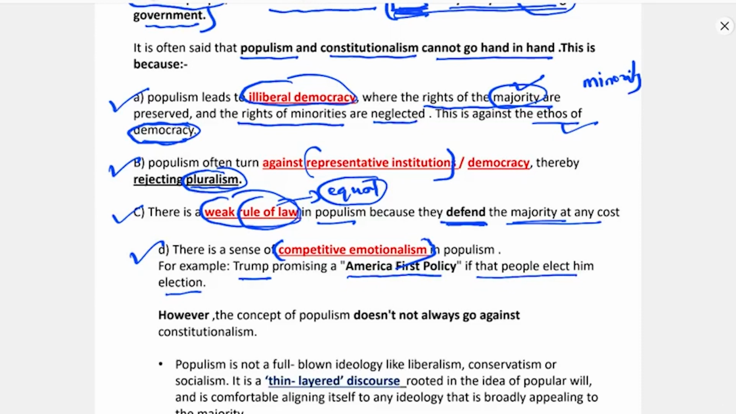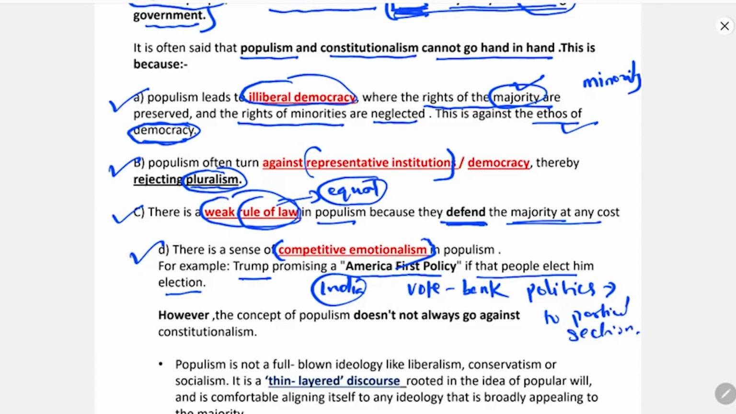It means you are in a way particularly focusing on a particular section. You can also use Indian examples like vote bank politics, catering to a particular section. So this concept of competitive emotionalism also comes in populism, which is also to some extent against the democratic ethos. Now one part is done.